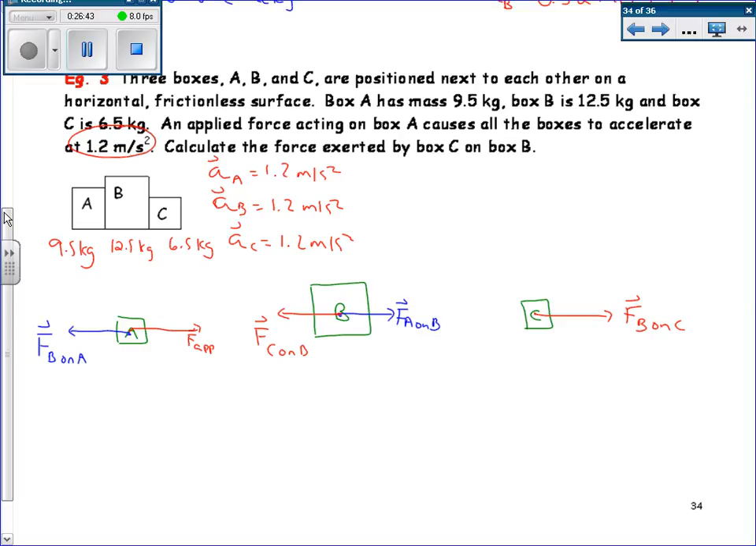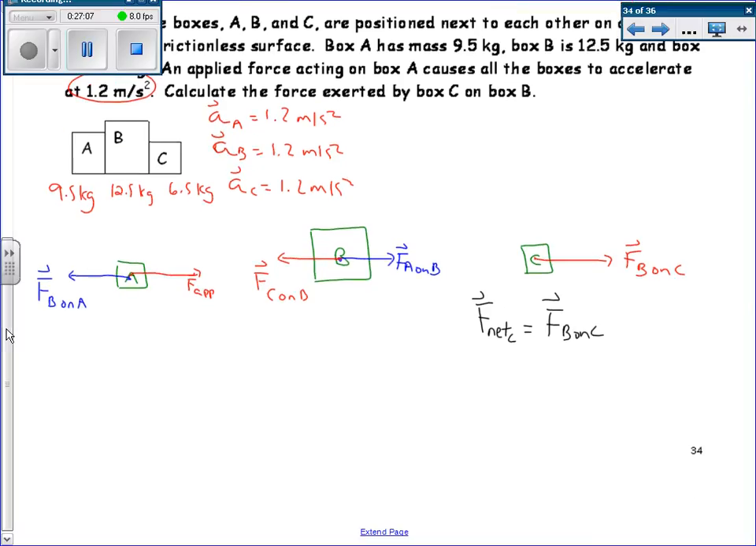So if we look at box C, then F net for box C is equal to the force of B on C. There are no other forces acting on that. It's a frictionless surface. So the net force on box C is simply made up of whatever force B pushes it forward with. And we can find the net force on C by saying the mass of C times the acceleration of C, and that's equal to the force of B on C.